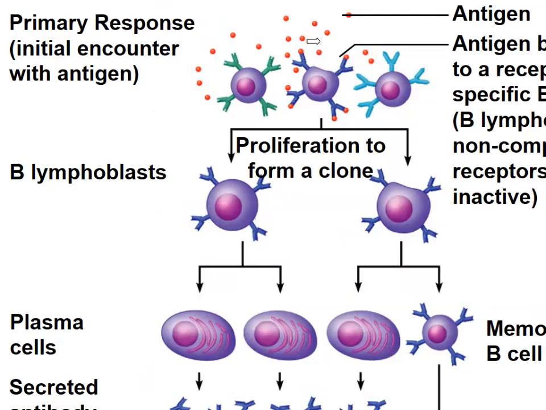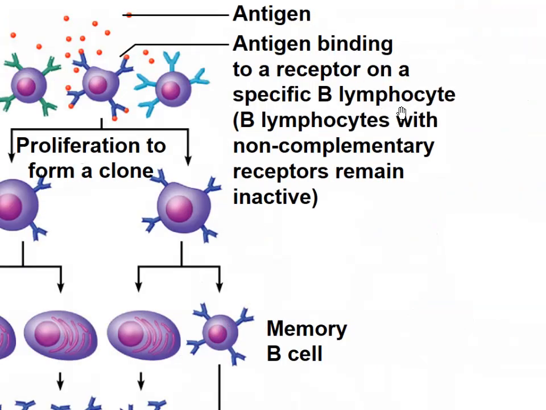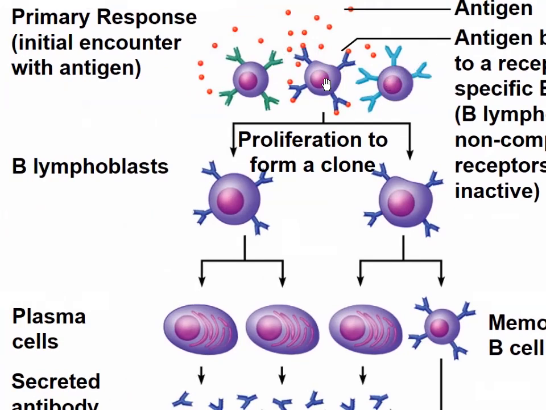Okay, here we go. In the red is our pathogen, our antigen. It's going to successfully bind with this receptor on a B cell, okay? Notice how it says antigen binding to a receptor on a specific B lymphocyte. Everybody good? So these little green, purple, and blue things on the B cell, these are receptors. They're going to be specific for that one pathogen. Once we bind, we proliferate to form a clone with that B cell, right?